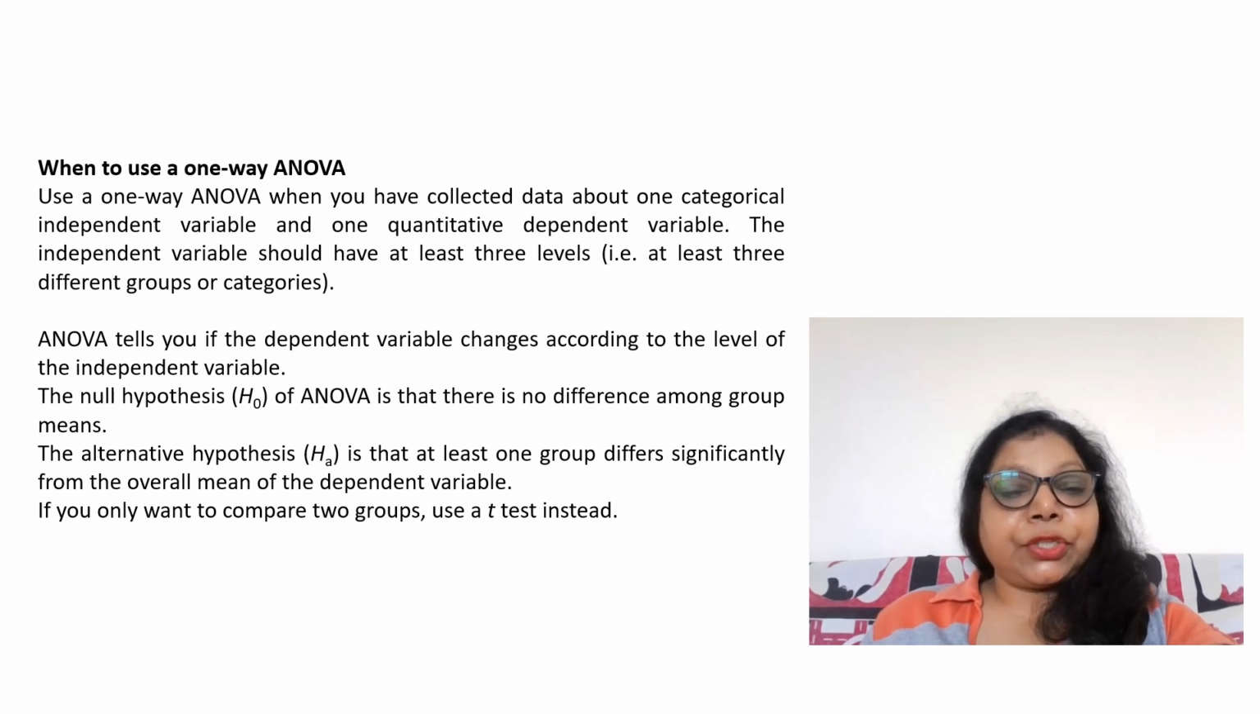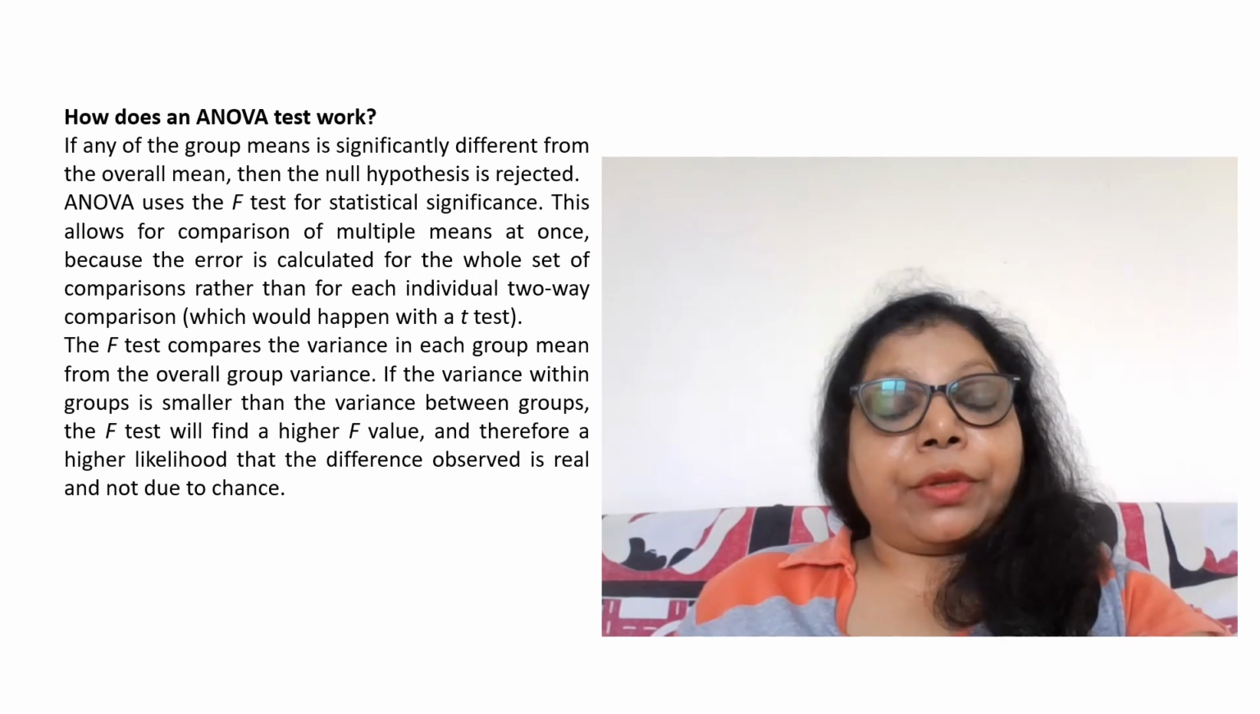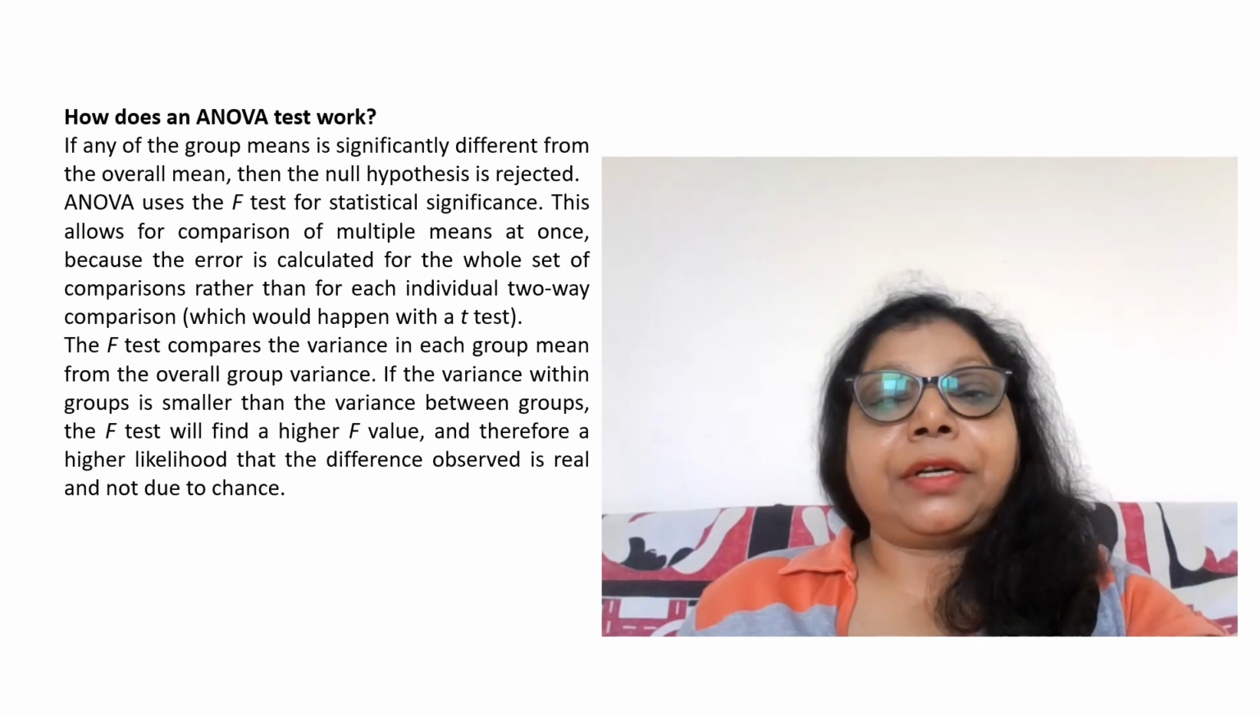The null hypothesis, which is denoted by H0, is that there is no difference among the group means. And the alternative hypothesis, that is HA, is that at least one group differs significantly from the overall mean of the dependent variable. If we want to compare two groups only, we can use a t-test instead of ANOVA. But if we want to compare more than two groups, then we will have to go for ANOVA.